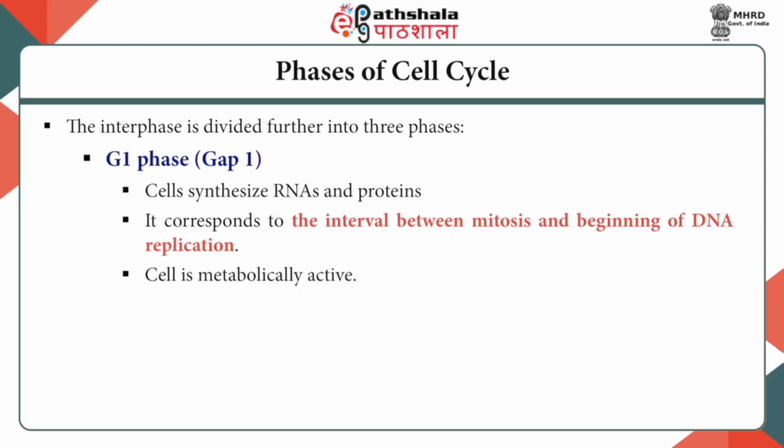As seen earlier, interphase is further divided into three phases, that is G1, S, and G2. The G1 phase is the interval between mitosis and the beginning of DNA replication. The cell is metabolically active but does not replicate its DNA, and during this time the cell prepares itself by synthesizing RNA and protein for DNA replication during S phase.